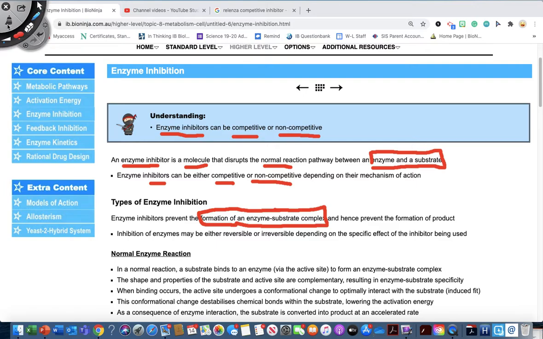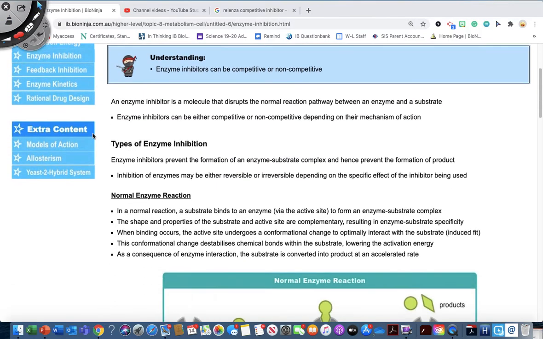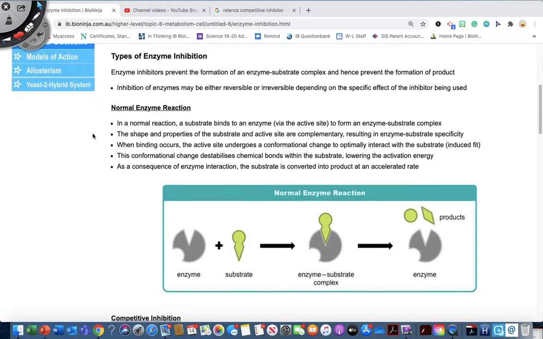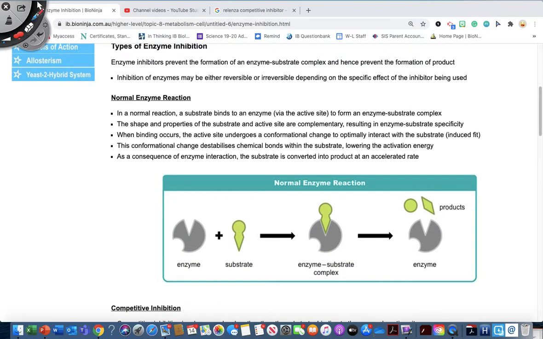But before we do so, let's look a little bit at a normal enzymatic reaction. So this is how an enzyme normally works, right? So in a normal reaction, here we see the substrate, and here we see the enzyme, and we see how the substrate binds to the enzyme on the active site of the enzyme. Remember that the active site is found on the enzyme, and it forms an enzyme substrate complex. Okay, so we know that the substrate shape and the enzyme shape are somewhat complementary, right? And that's what we call enzyme substrate specificity.